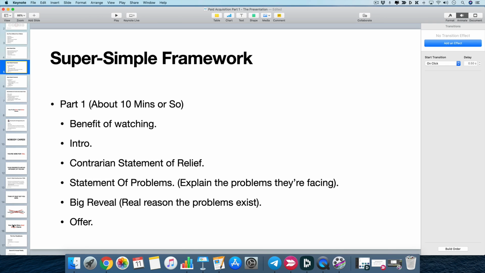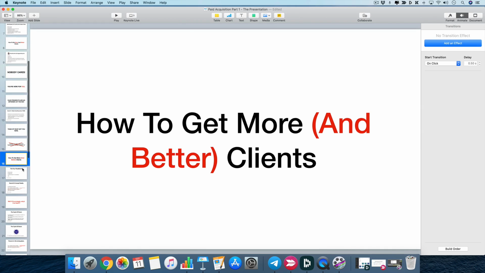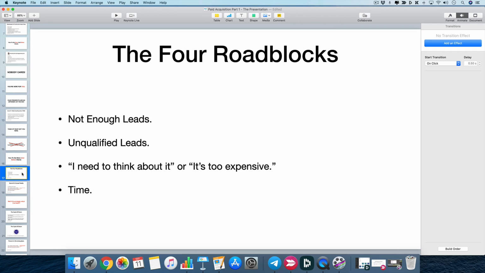And so now this next phase is I want to give them a statement of problems. And the way I do it is I like to say, if you're watching this, you're probably experiencing, and I call these the 4 roadblocks, right? One of these things. Now, this comes from me knowing the market. So I'm like, you're probably here because you're not selling enough. And you're not selling enough because you either don't have enough leads or you got plenty of them, but they're unqualified. And the reason you're saying they're unqualified is because you hear people say, I need to think about it. Or they say your stuff is too expensive.